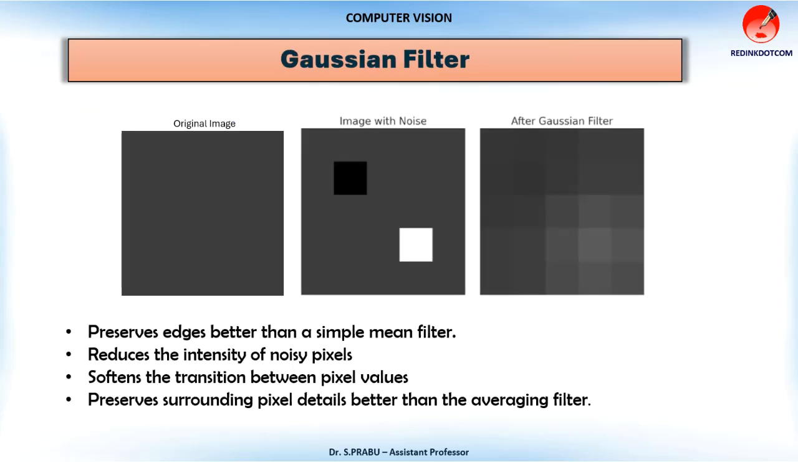Then let's go to the Gaussian filter. I am taking an original image. It has some picture information and I purposely added noise to it. This noise is usually called salt and pepper noise. After applying the Gaussian filter, the output image looks like this. That means the noise can be reduced. The Gaussian filter is otherwise called an improved version of the mean or average filter. That means it gives better results than the mean or average filter.